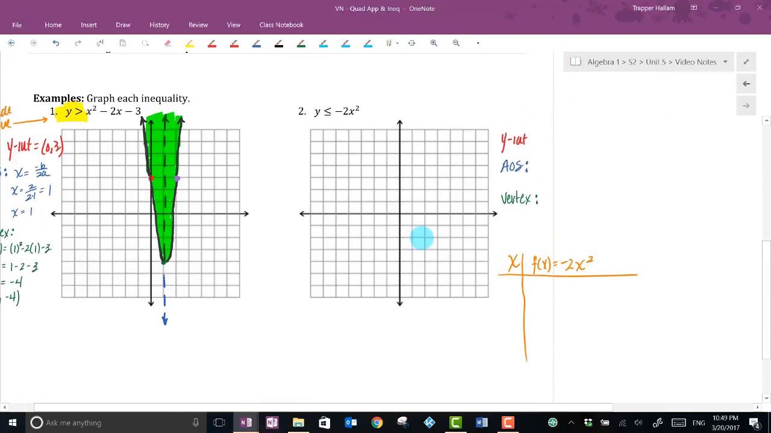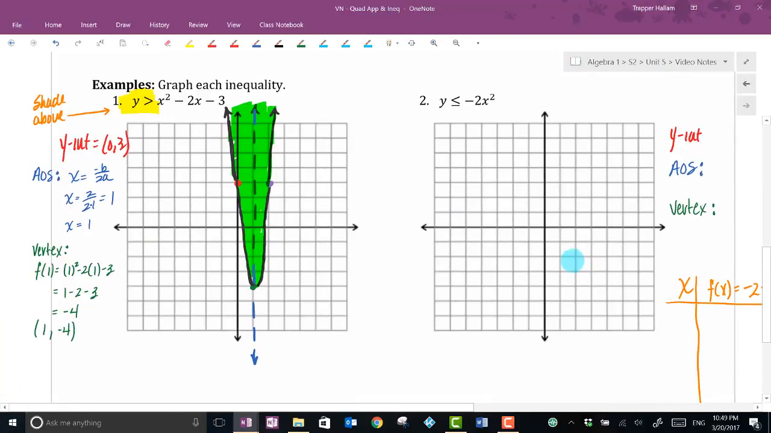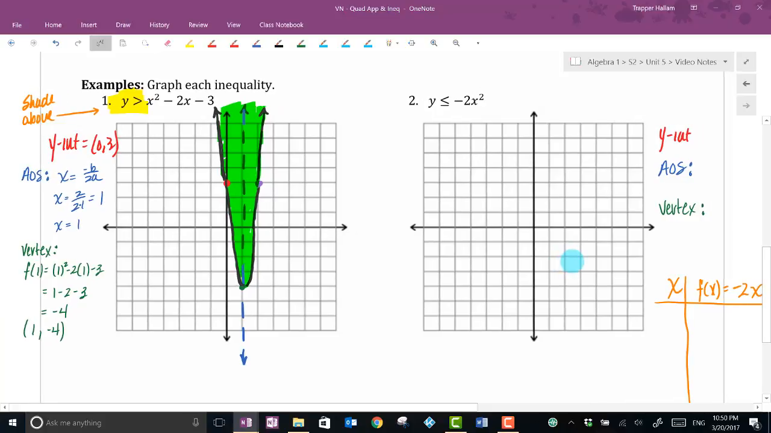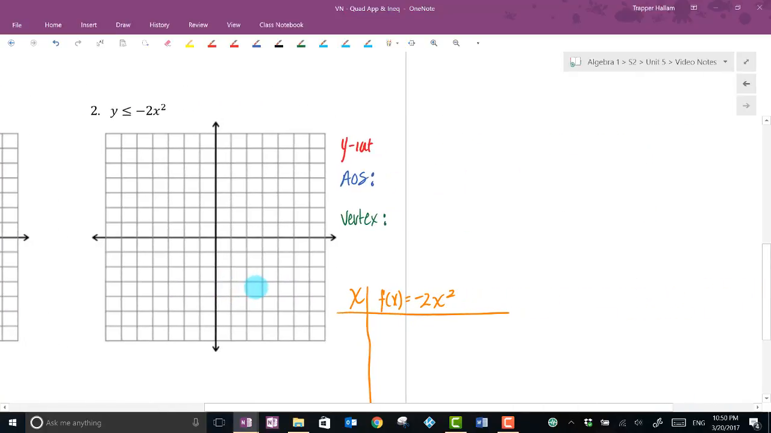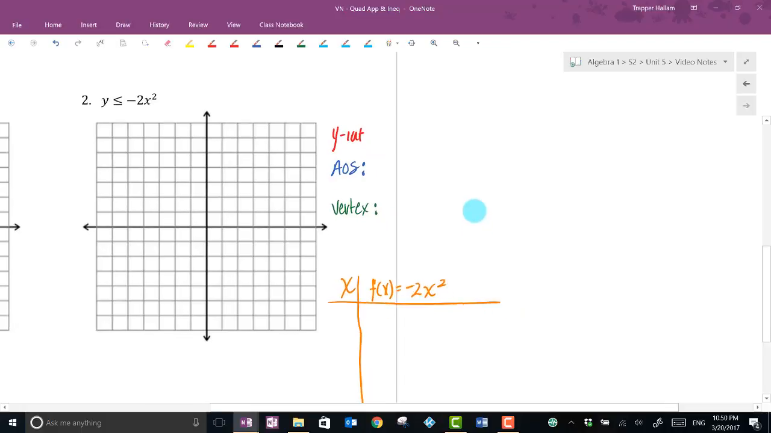So let's scoot over here and let's graph this problem. Again, I've got one here. Go ahead and pause and write that down if you'd like to. I think it's a good idea. But let's do this one here and let's talk about graphing it.